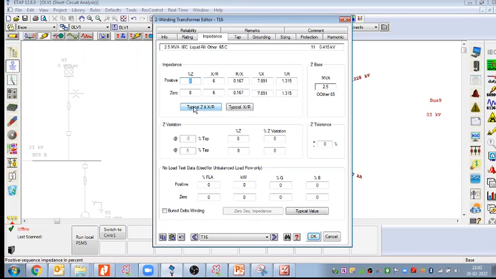So that is the importance of doing the short circuit analysis study for any project. We decide the impedance of the transformer based on the ETAP study.